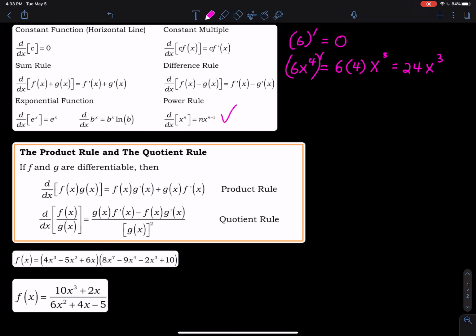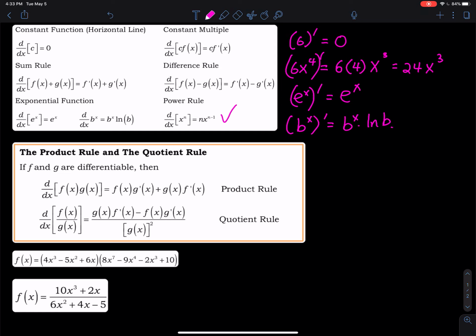And then the exponential function e to the x: it doesn't matter how many times you take the derivative, it is always e to the x. And then the last one, we have another exponential function, b to the x, where b is any non-zero base. This one you won't use very often. The derivative is b to the x times ln b.